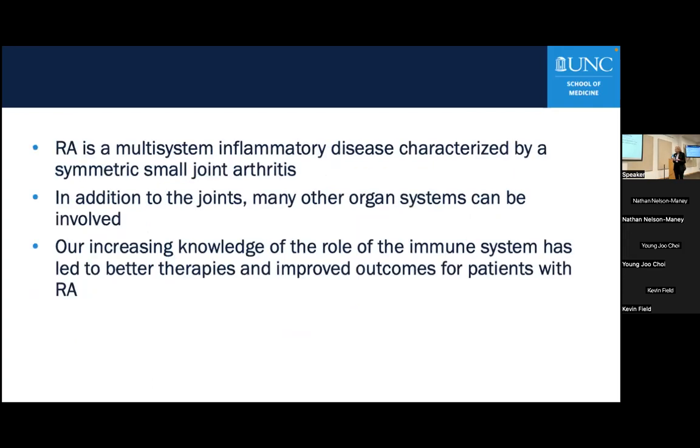So I'm going to wrap us up here and then open for questions. RA is a multi-system disease. I hope I've proven that to you with all my discussion of the different organs. But it's characterized by a symmetric small joint arthritis. In addition to the joints, many, many organ systems can be involved. And our knowledge of the immune system has led to better therapies and improved outcomes for our patients with rheumatoid arthritis.